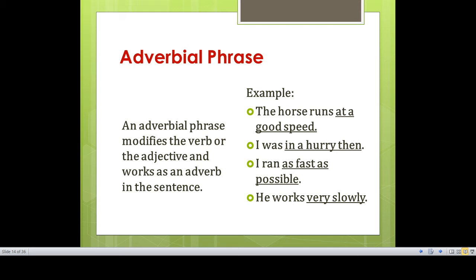I was in a hurry then. In a hurry then, it's a group of words, again an adverbial phrase. I ran as fast as possible. So this is how the adverbial phrase goes on.